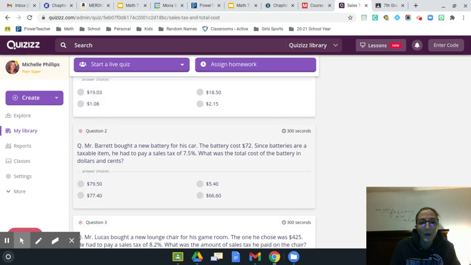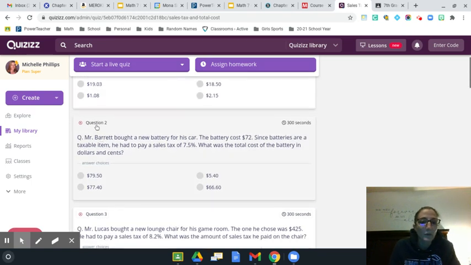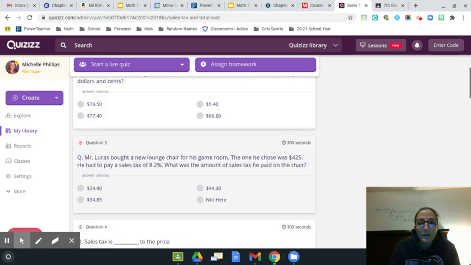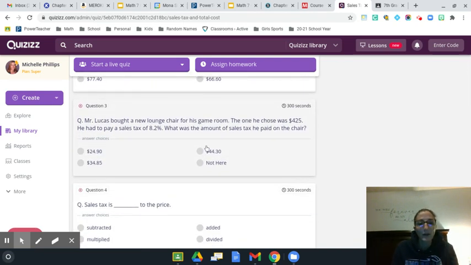If I keep going, let's see if I look at question number 2, different story, but I do see at the end it says, what was the total cost? Okay, again, total cost, 2 steps. Still looking, number 3 here. Final question is going to say, what was the amount of sales tax he paid on the chair? 1 step. You only need to know the sales tax. 1 step here.